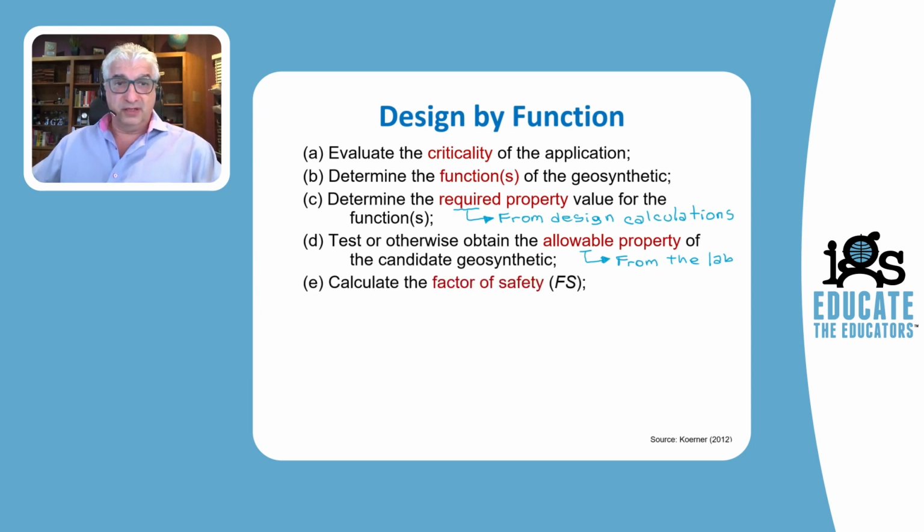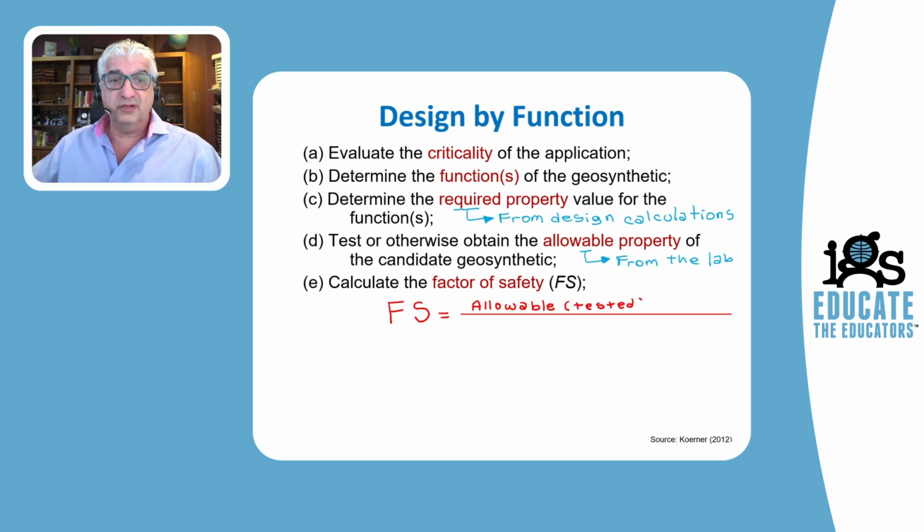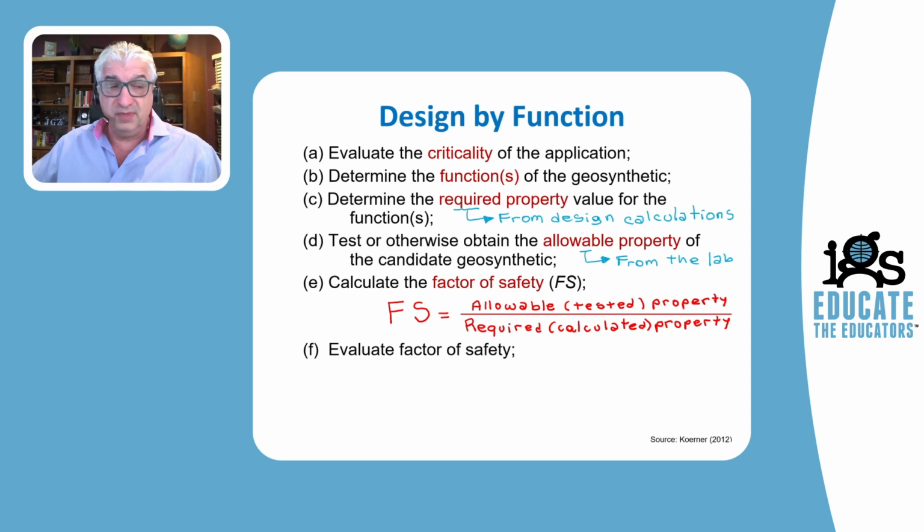Now is when we're going to compare the magnitude of the property that we have with the magnitude of the property that we need. The definition of factor of safety has in the numerator the allowable or tested property that comes from the laboratory, and in the denominator the required or calculated property that comes from design. Then we need to evaluate the factor of safety. A factor of safety of 1 means failure, but very often we're going to need factors of safety of 1.5 or 2 or maybe 3. It all depends on the type of application.